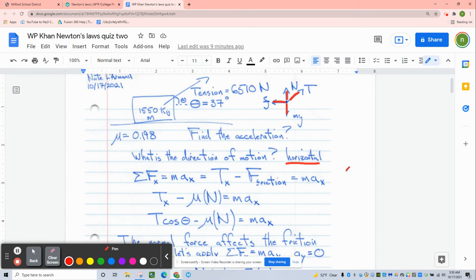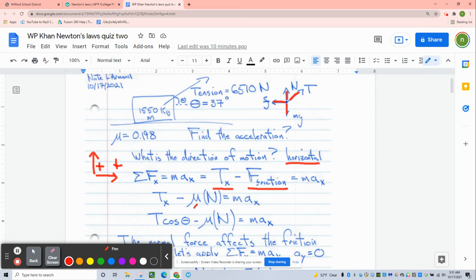So they want to know the acceleration. That means we need the net force in the horizontal direction. So we start with Newton's second law and we identify the horizontal forces. Well, a portion of the tension is horizontal. All of the friction is horizontal. We traditionally say up is positive and to the right is positive, so I'm going to stick with that frame of reference. The horizontal portion of the tension is positive and friction is backwards.